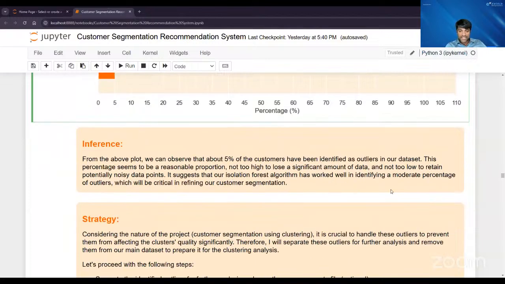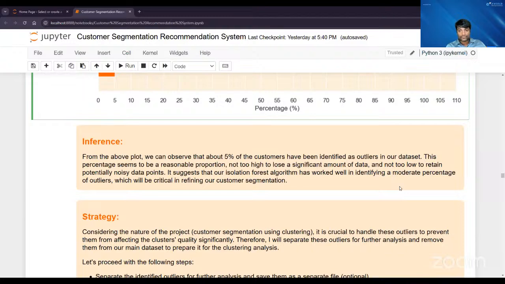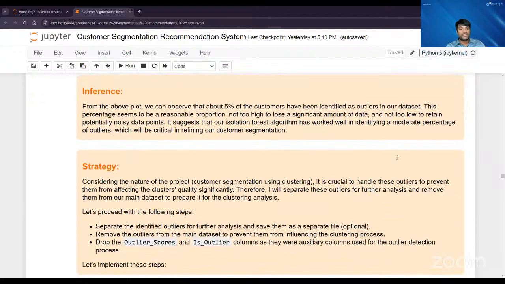The percentage actually seems to be in a reasonable proportion, not too high to lose a significant amount of data, and not too low to retain the potential noisy data points. So it suggests that our isolation forest algorithm has worked well in identifying a moderate percentage of outliers, which is very crucial in refining our customer segmentation.